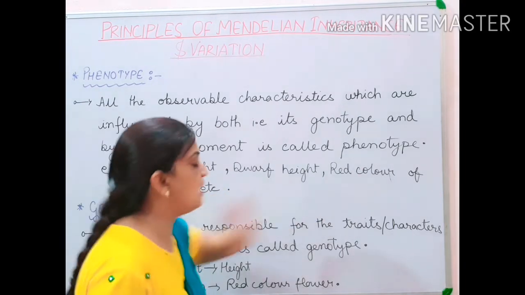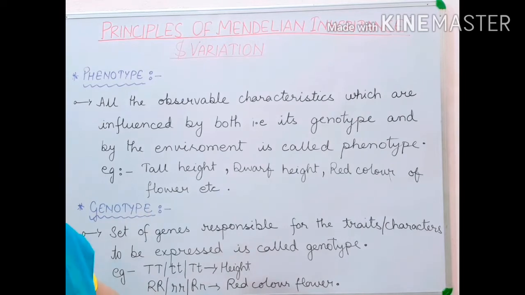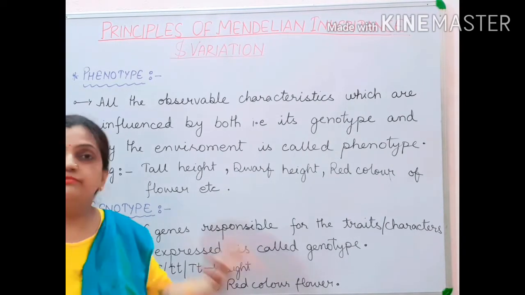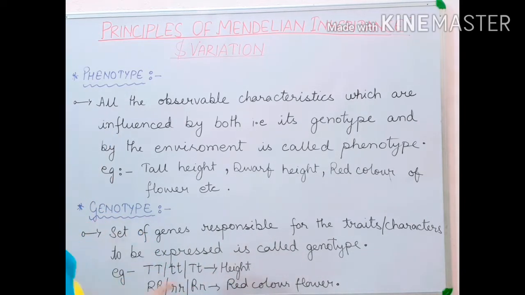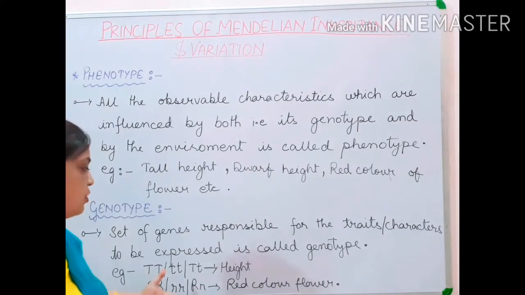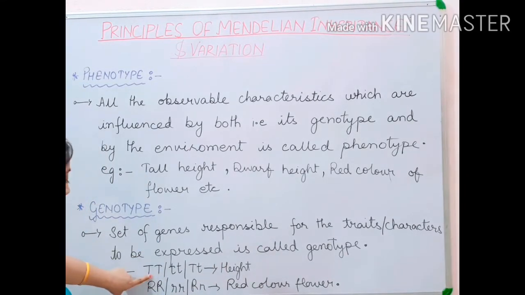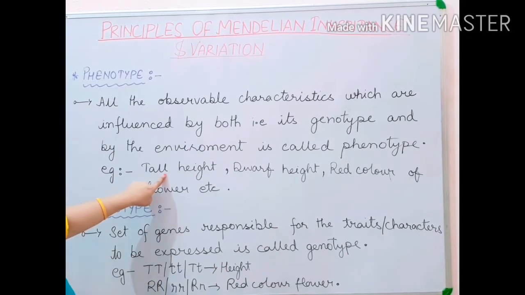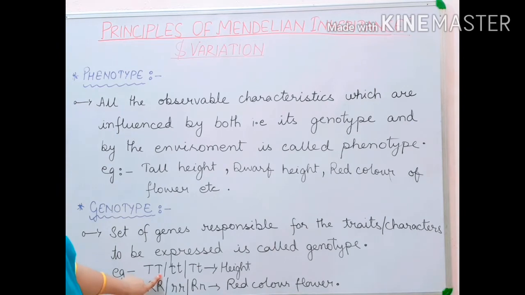For red color, capital R, capital R. Small r, small r for white color. Capital R, small r for red color. How these characters are formed, I will be explaining later. But here, capital T and capital T are responsible for the tall height. So this T and T are the genes responsible for the phenotype. Which type of phenotype? Tallness.